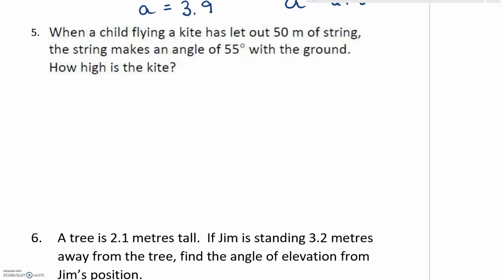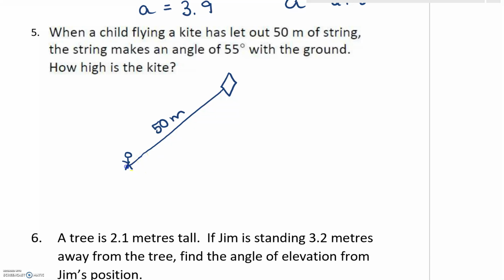So when a child flying a kite has let out 50 meters of string, so we have a kid, okay? The kid has a kite, and there's the string, and there's the kite, okay? So the kite is in the sky, and the kite is 50 meters of string. So you have to make sure that 50 meters goes where the string for the kite is. The string makes an angle of 55 degrees with the ground.